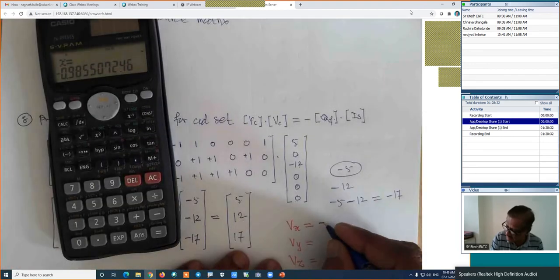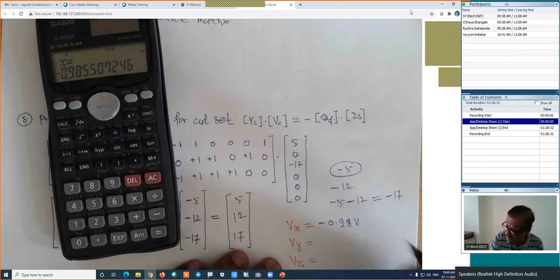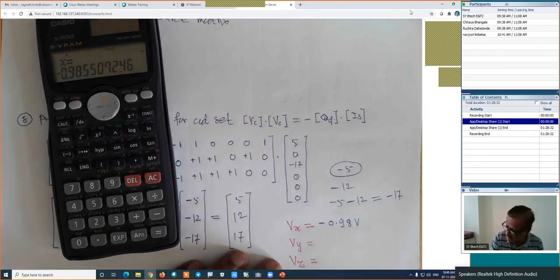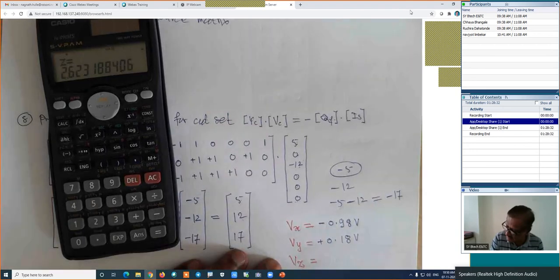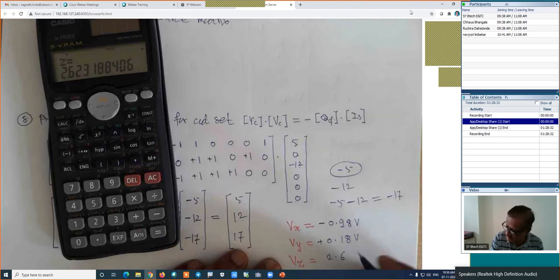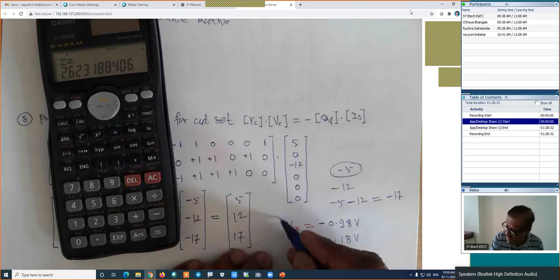This value, minus 0.98 volt, is the first cut set voltage. The second is plus 0.18 volt, the second voltage. And the third is 2.62 volt, the third voltage.